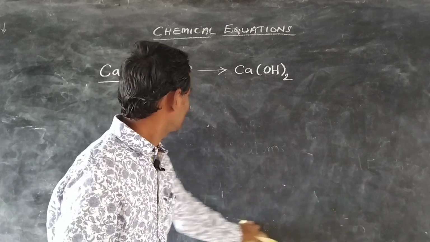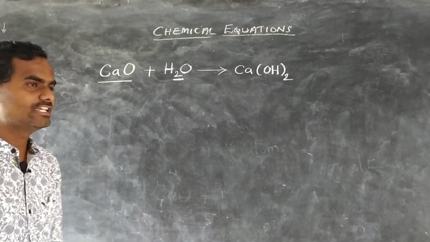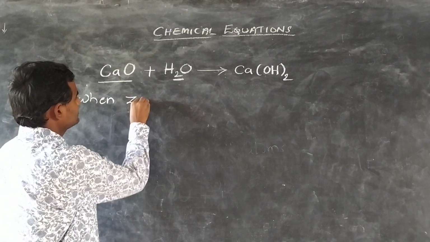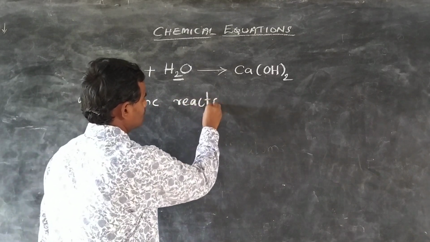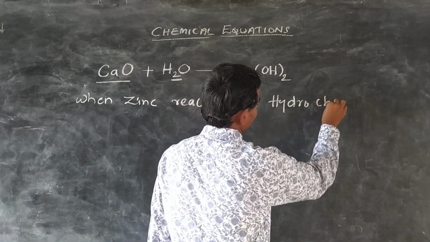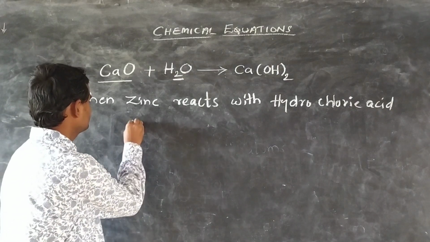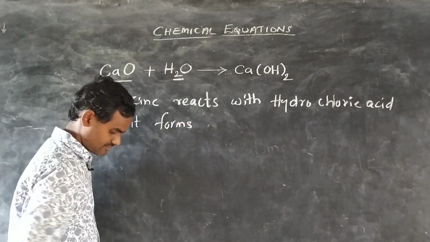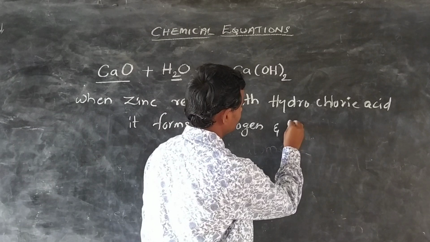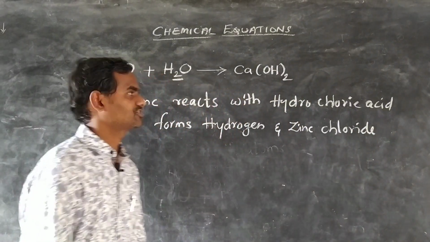Next, we have one more activity. We will write the same activity in the form of an equation. Second activity: when zinc reacts with hydrochloric acid, it forms hydrogen and zinc chloride. This is the reaction in Activity 2.